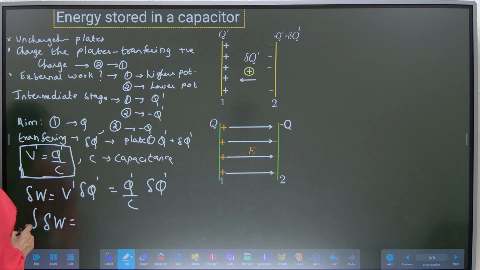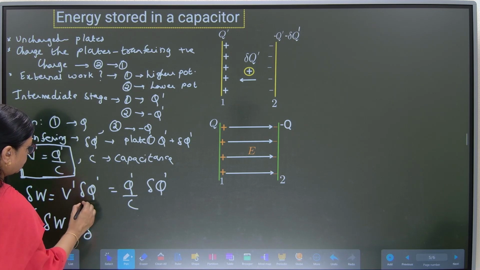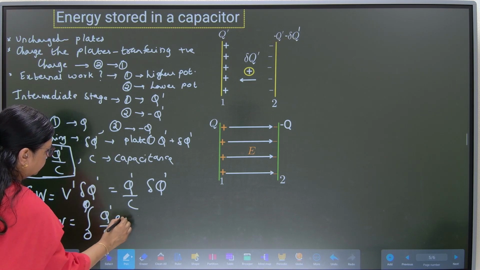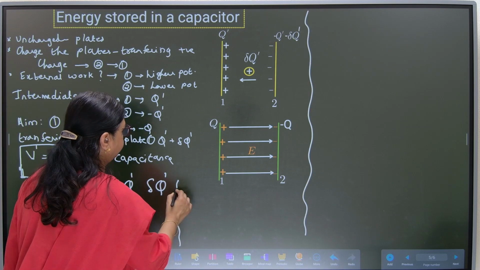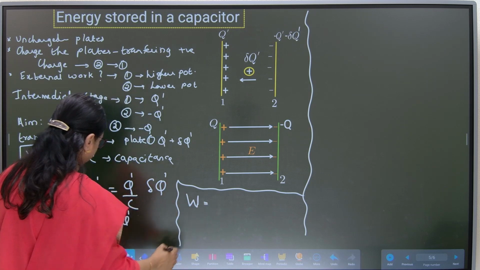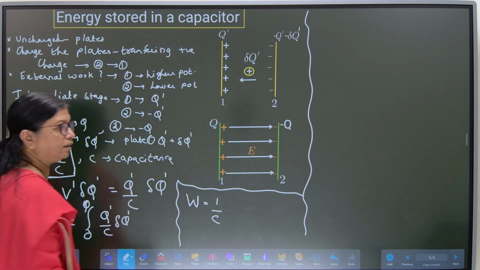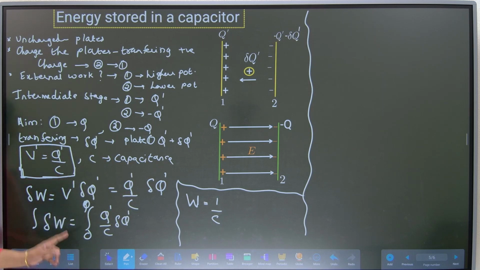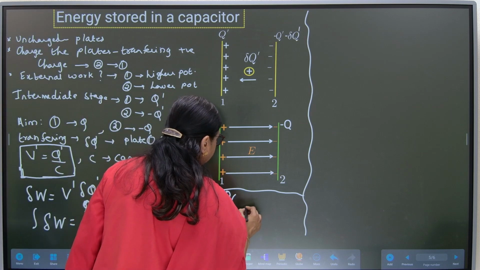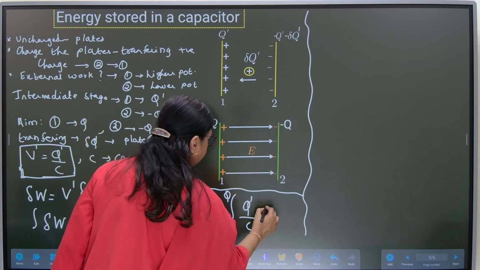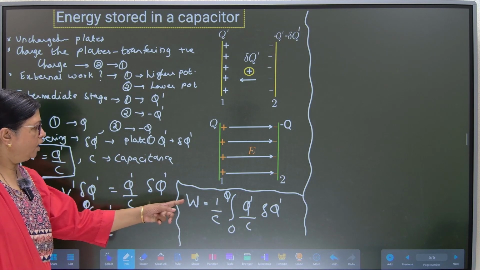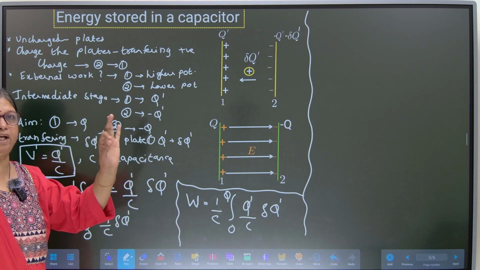So we get integral delta W, integral 0 to Q, Q dash upon C delta Q dash. We have W is equal to 1 upon C. Let us take it outside from here because C is a constant. Integral 0 to Q, integral Q dash upon C delta Q dash. Fine. And integral of delta W is written as W, the total external work.